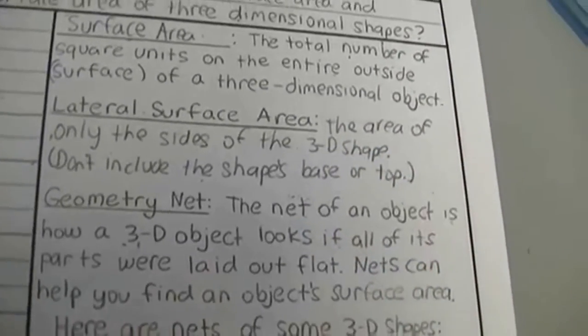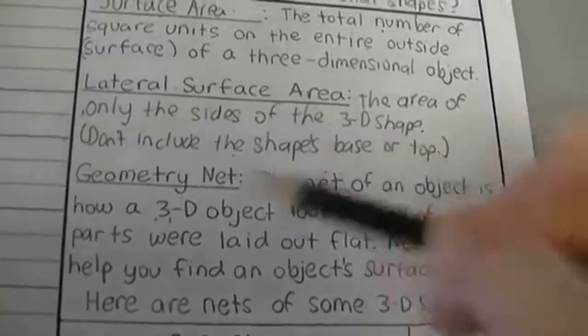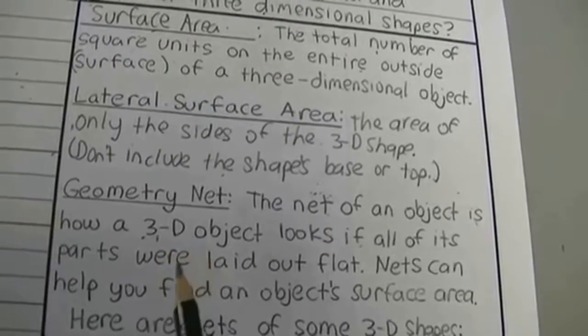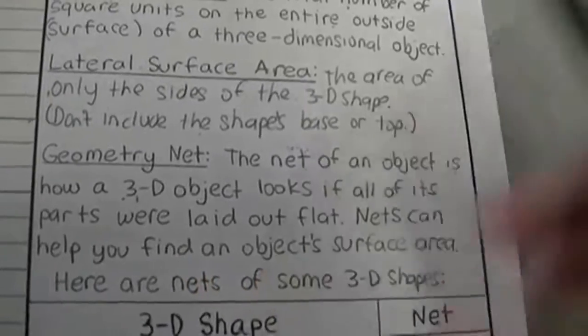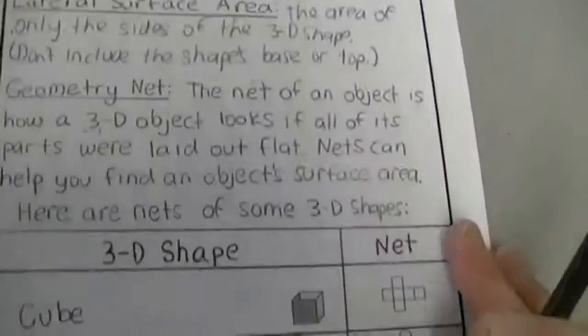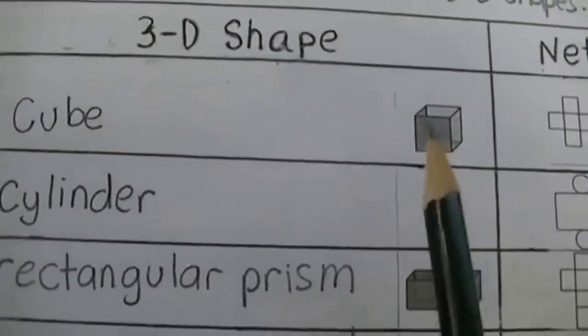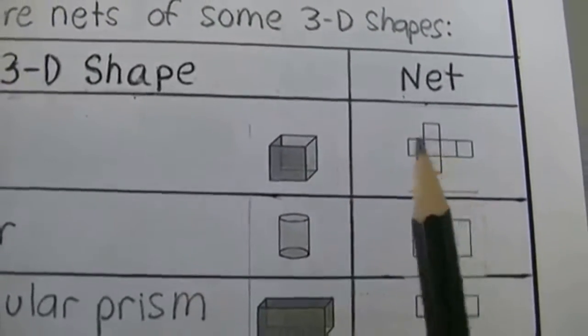A geometry net, and sometimes they'll just call it a net, but it's not like a fishing net. A net in geometry is how a 3D object looks if all of its parts were laid out flat. And they can help you find its shape's surface area. So here's some examples right here. When you've got a cube, that's what it looks like, drawn out. But its net would look like this. See how it's all flattened out and taken apart?